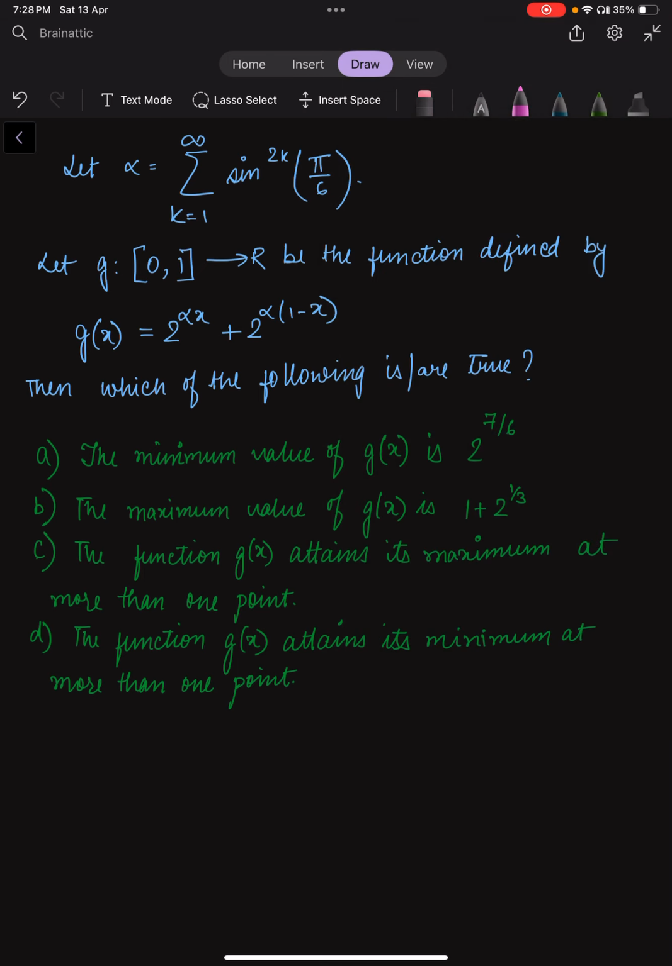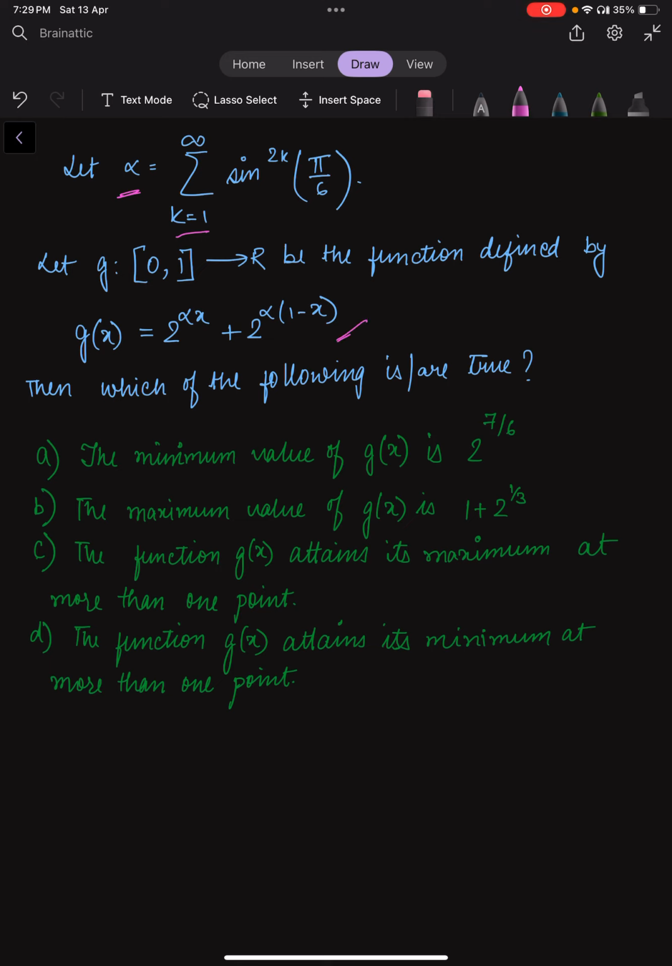So what we have is let alpha be equal to the summation over k equals 1 to infinity of sine to the power 2k of pi by 6. Pi by 6 is the angle. And we have another function g from [0,1] to the real numbers, defined by g(x) = 2^(αx) + 2^(α(1−x)). So whatever alpha we are getting here is being used in the function g of x.